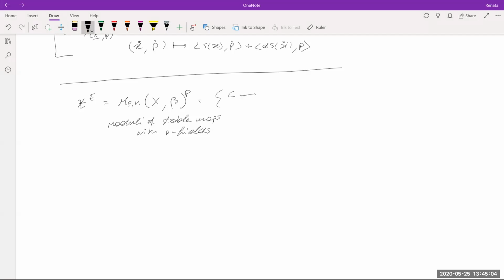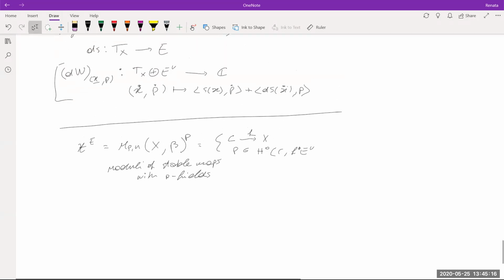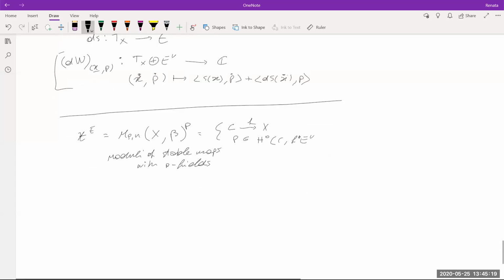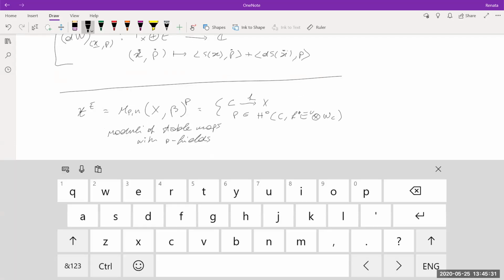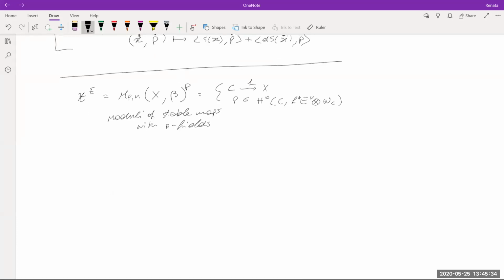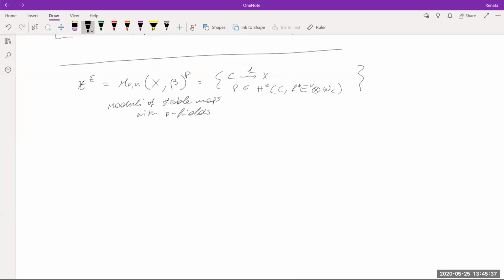It is a moduli space of stable maps to X together with a section of the dual of E, because we want this to be an analog to the total space of the dual vector bundle. But for technical reasons, we tensor this by omega c, the dualizing sheaf of the curve. And this is dual by Serre duality to exactly the space that wasn't vanishing before.